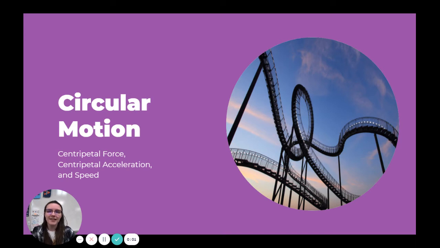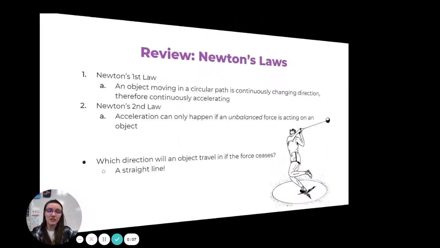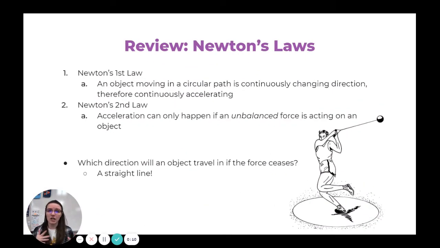So today we're going to be talking about circular motion, and specifically centripetal force, centripetal acceleration, and speed. So let's take a second to think back on Newton's laws, which we've just finished learning about, and see how this is going to tie in.